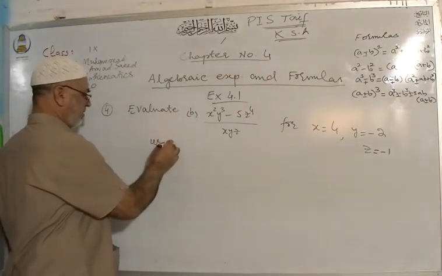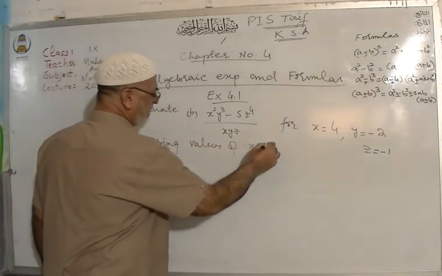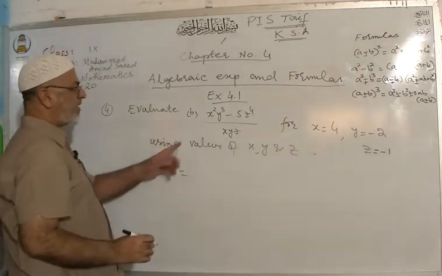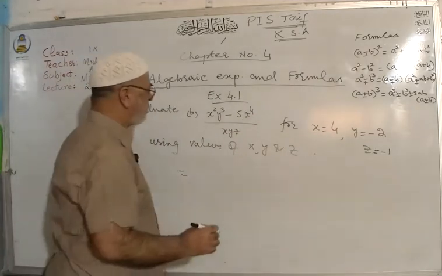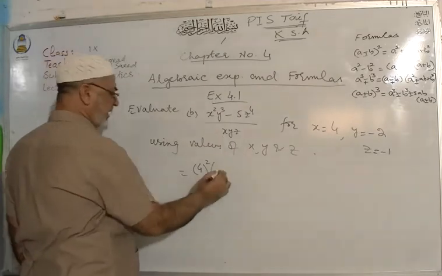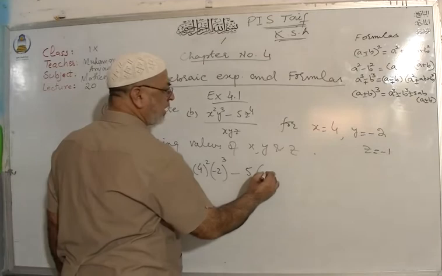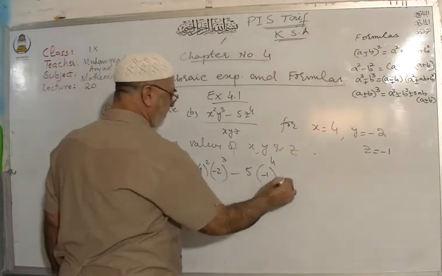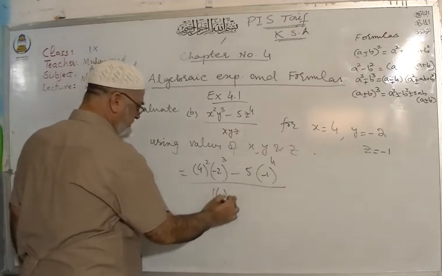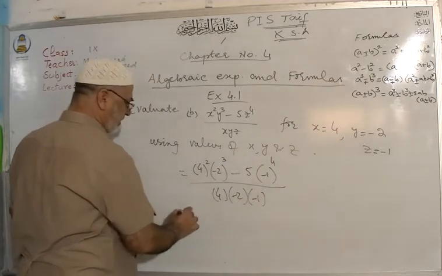Using the values of x, y and z. Here, what is the value of x? X is 4, so you will write 4 squared, into y cubed, meaning minus 2 whole cubed, minus 5 into z. Z is minus 1 power 4. Here x is 4, y is minus 2 and z is minus 1.